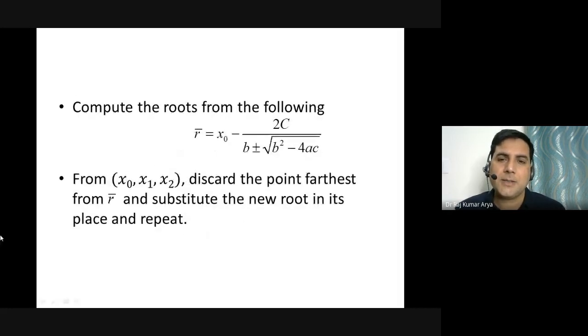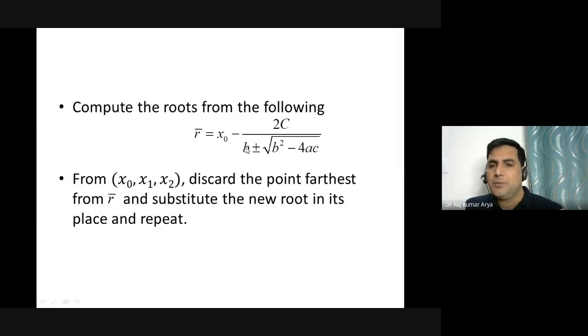After that, you are calculating the root from this. This is practically just the roots of a quadratic equation. If you can remember, what is the root of a quadratic equation? Minus b plus or minus the square root of b squared minus 4ac, upon 2a, right?